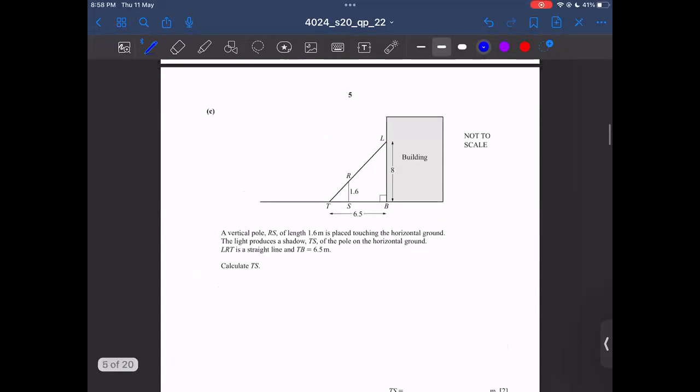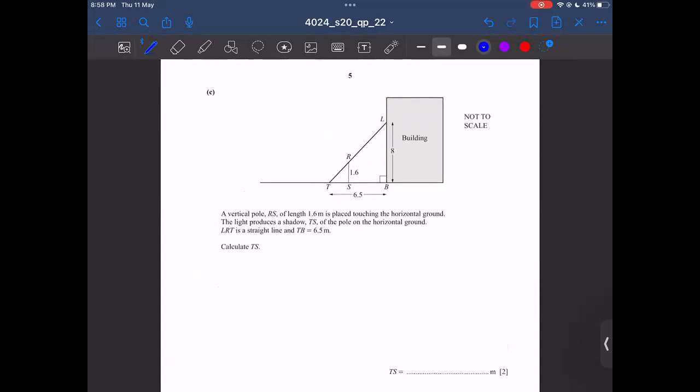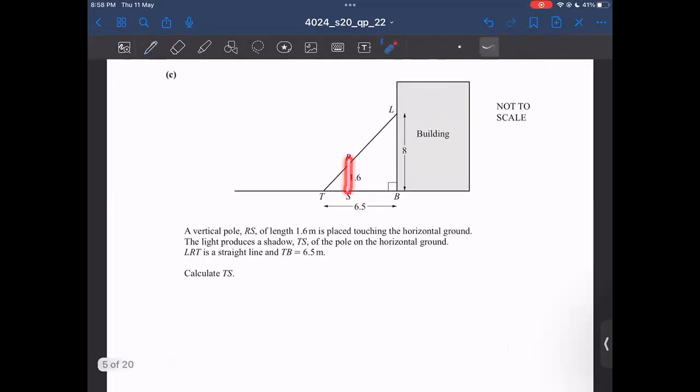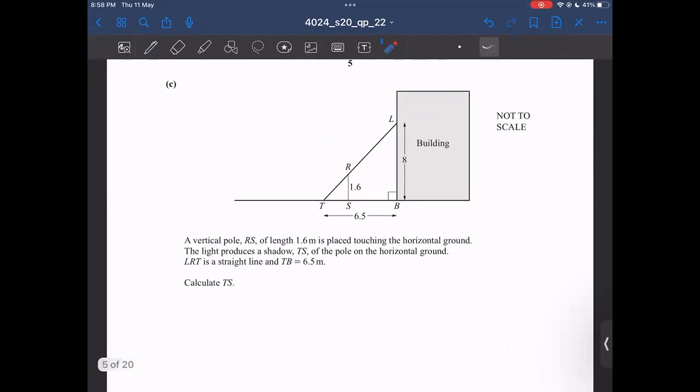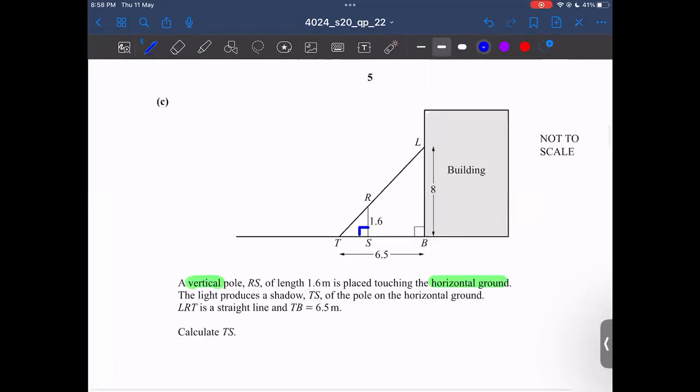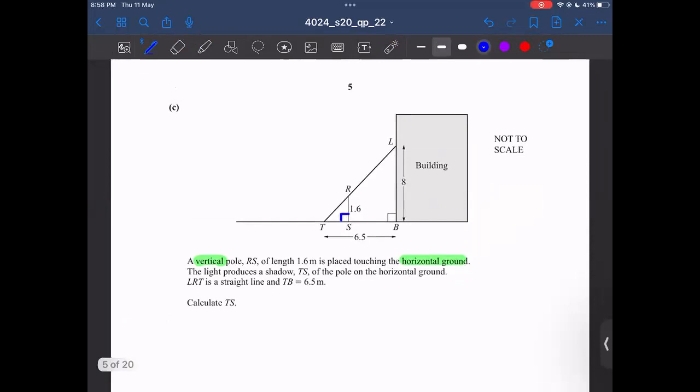Next, you have the C part. In the C part, they are saying a vertical pole RS of length 1.6 meters is placed touching the horizontal ground. When it says vertical pole and horizontal ground, these are the important words here. You can make a 90 degree angle here, because with the vertical pole and horizontal ground, you have a 90 degree angle. Without knowing anything else, you can just put 90 degrees here because they are saying vertical pole and horizontal ground.